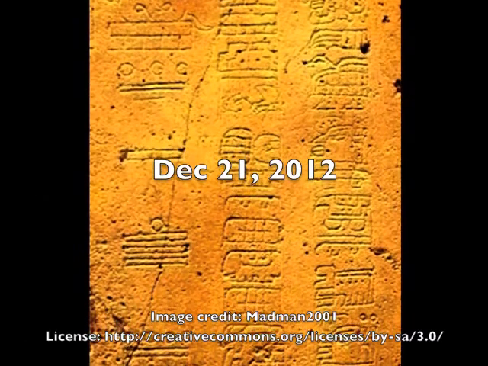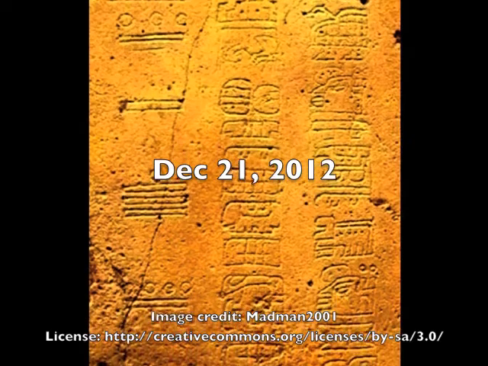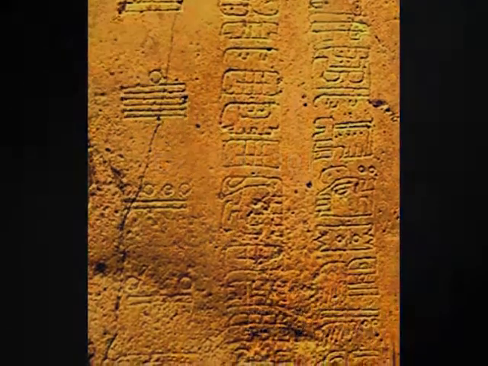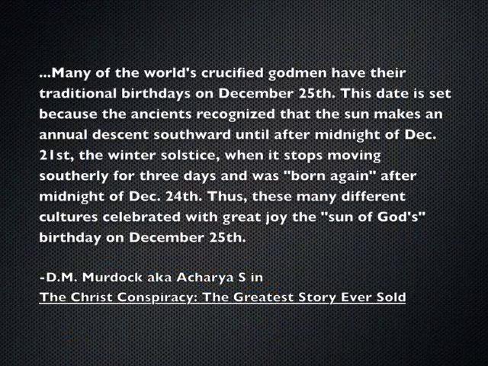The Mayan long count calendar was designed to end on winter solstice, December 21, 2012. Acharya S. says in The Christ Conspiracy, many of the world's crucified godmen had their traditional birthdays on December 25th.